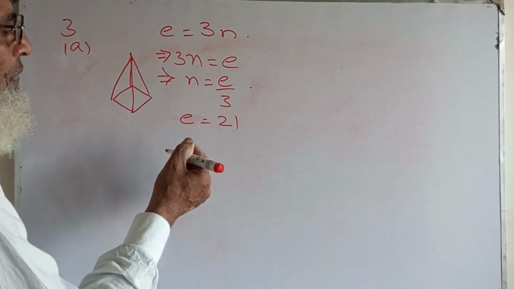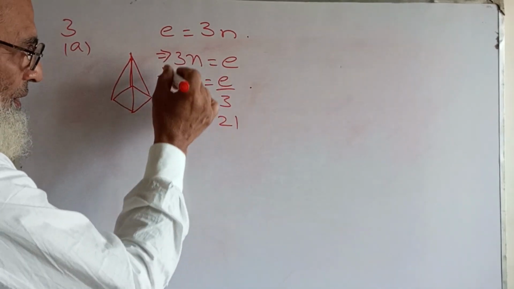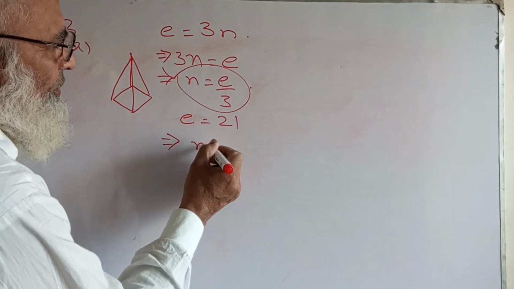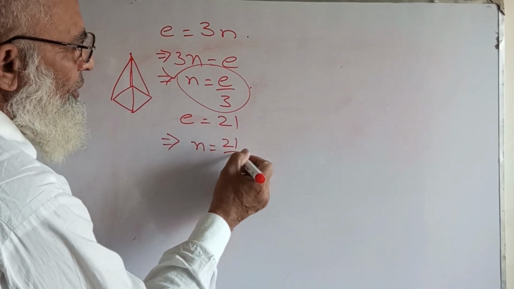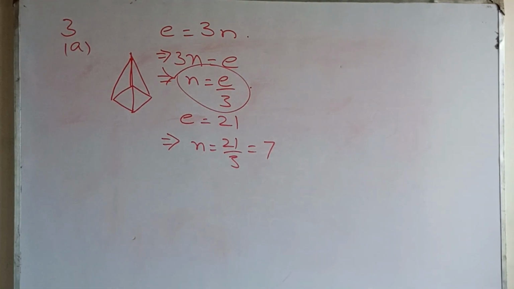Then what will we do? Just manipulate this 21 in this formula. Now it will become n is equal to 21 upon 3, that is equal to 7. That means the base has 7 sides. Now, my dear students, examination practice questions have been concluded.